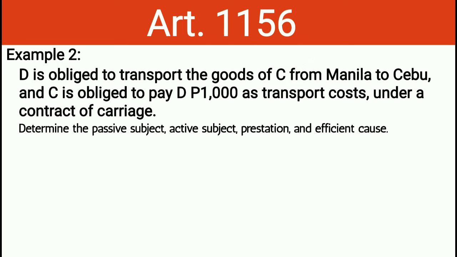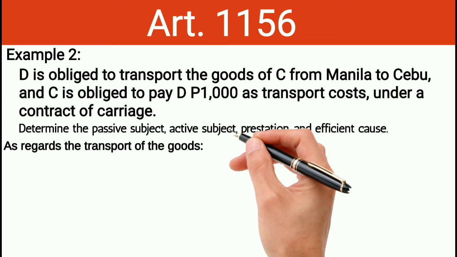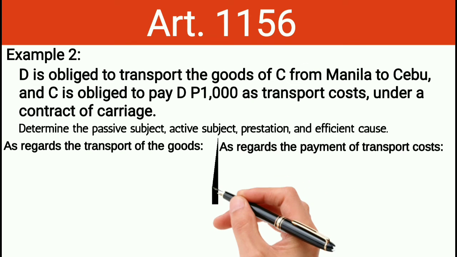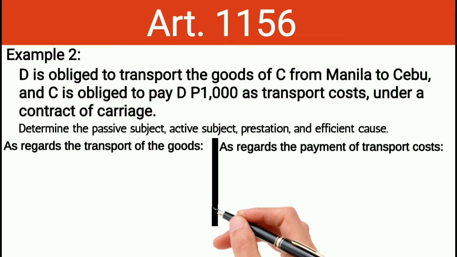Para malaman natin kung ano ba yung passive subject, active subject, prestation, at efficient cause, kailangan natin siyang hatiin sa dalawa: as regards the transport of the goods, and as regards the payment of transport costs. Unahin natin yung as regards the transport of goods. Sino ang active subject, sino ang passive subject, ano ang prestation, at ano ang efficient cause.